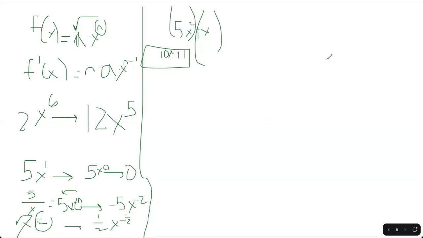There are different types of notations for derivatives. We have f prime of x, obviously. That is equal to dy dx or d dx.